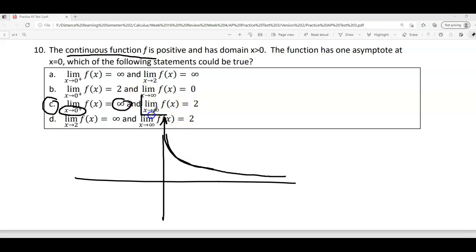Whereas for this case over here, as x goes to the right forever, which is what this means, we're moving to the right, it's reaching some positive number. It has to be a positive number because it's always above the x-axis, so that makes sense as well. So in this case, C would be the answer. Go ahead and move on to our FRQs.